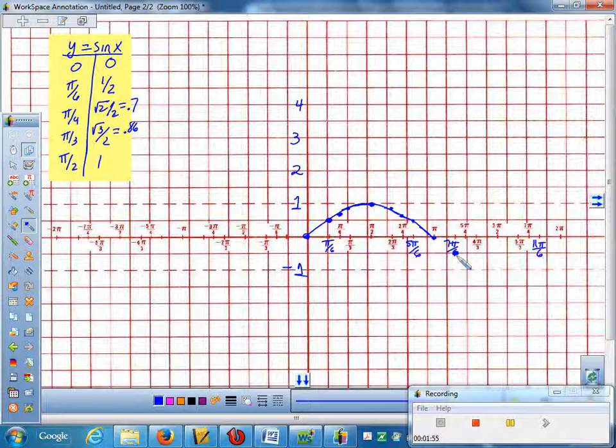Yes, it's like a huge wave. 5 pi over 4, it's going to be down at negative 0.7, down at negative 0.86, and then down at negative 1. You can't go way up above, too, right? Because it's going to be two constants in a row.